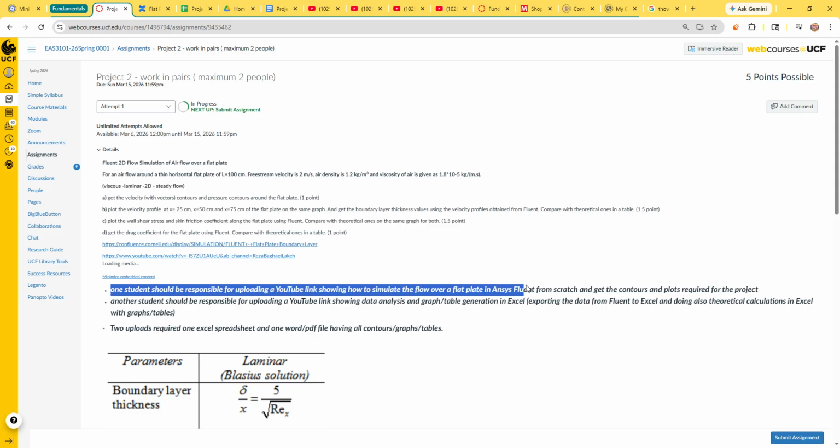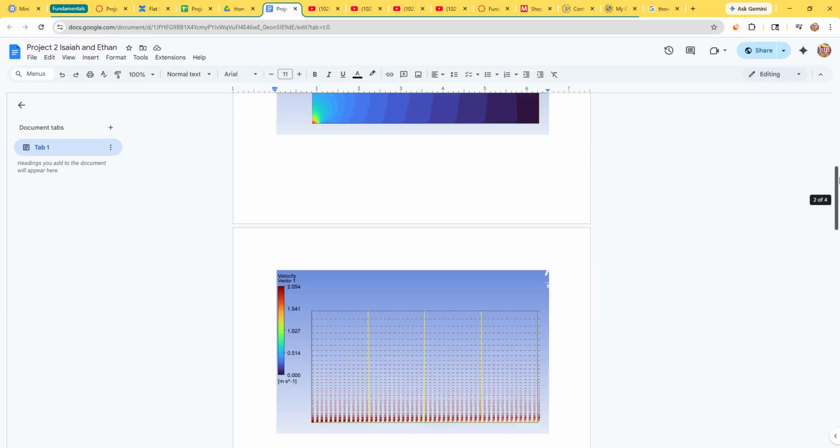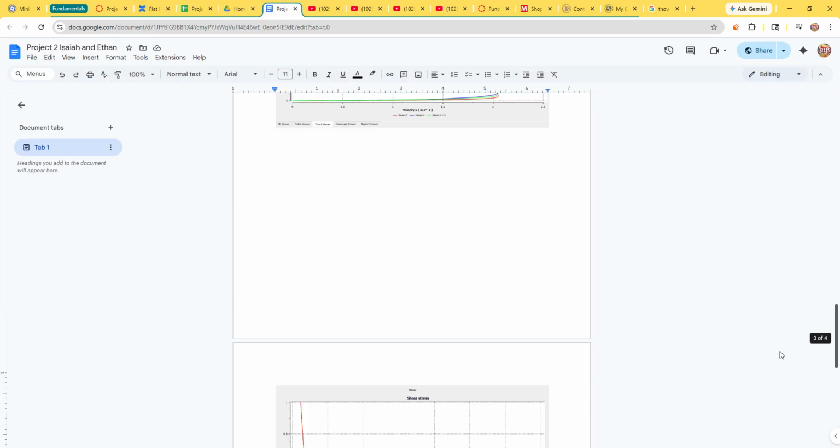Simulate the flow of a flat plate and answers flow from scratch. Yeah, and I put all of them in this Word file.